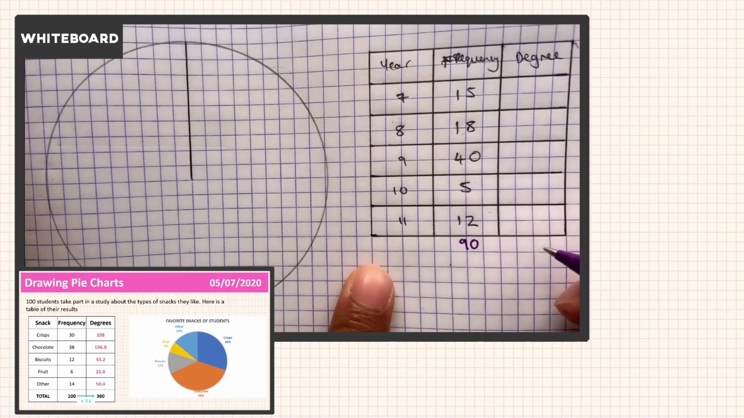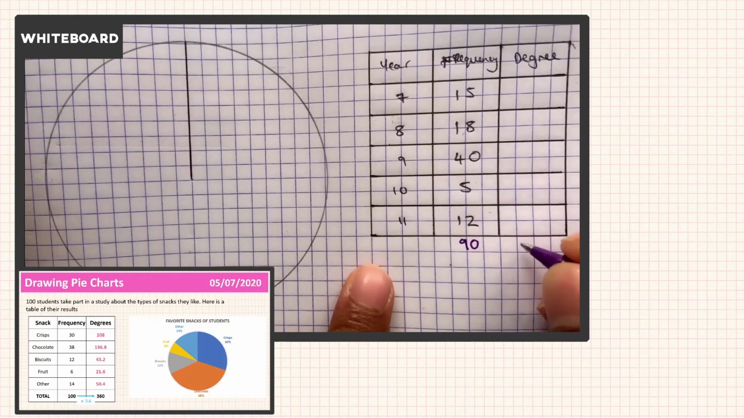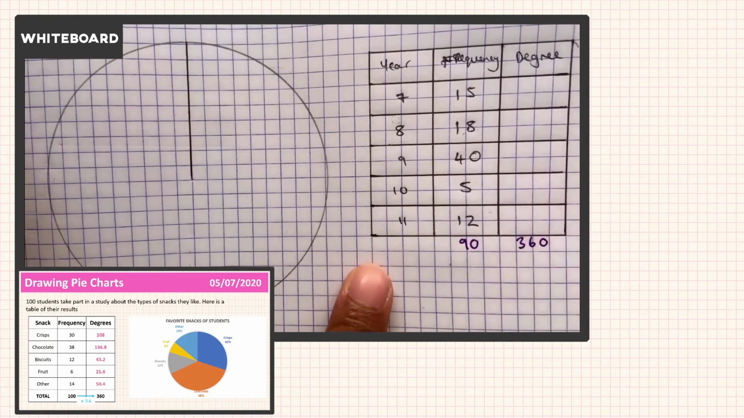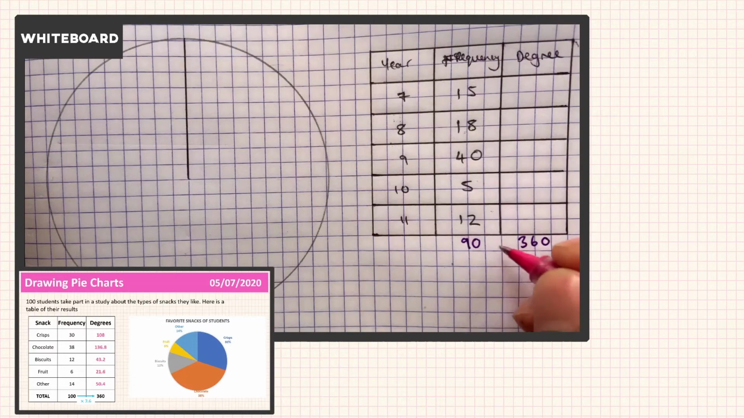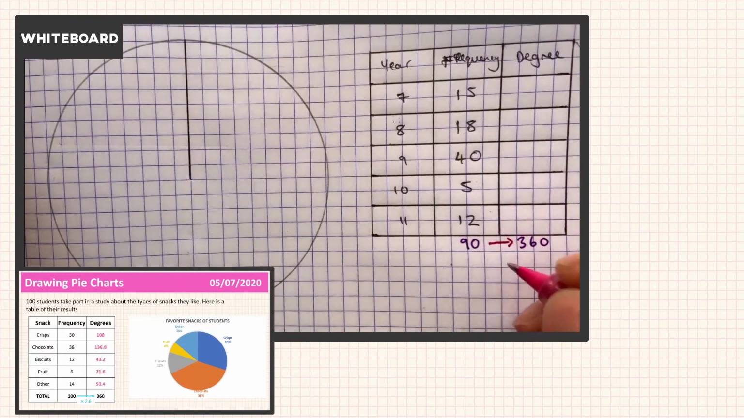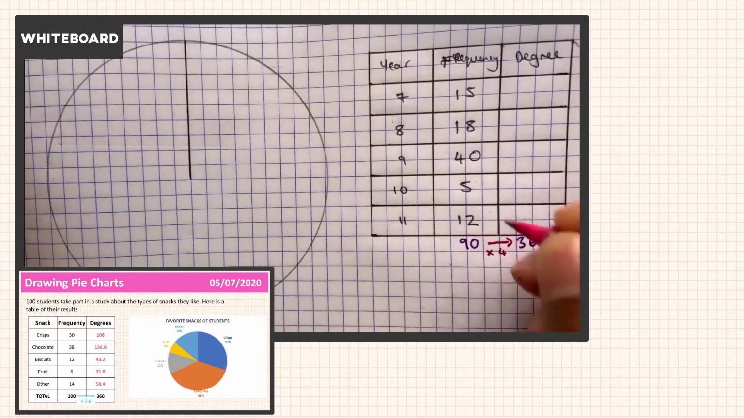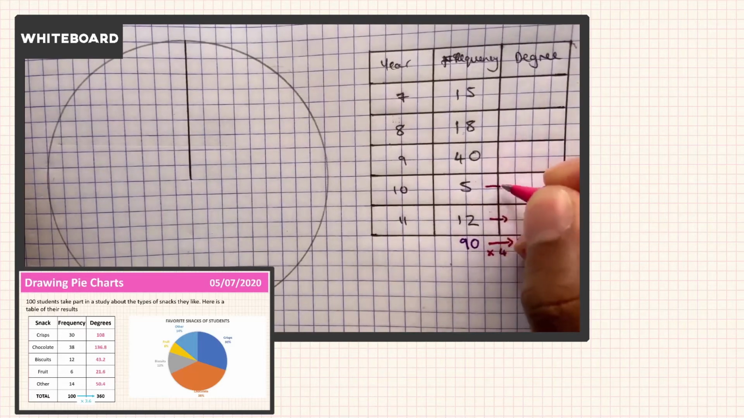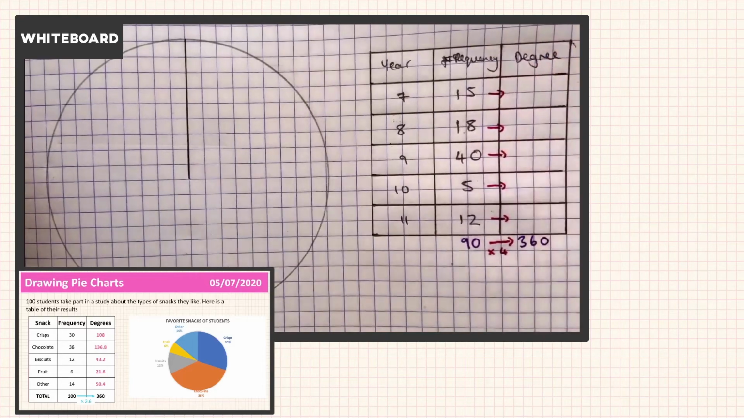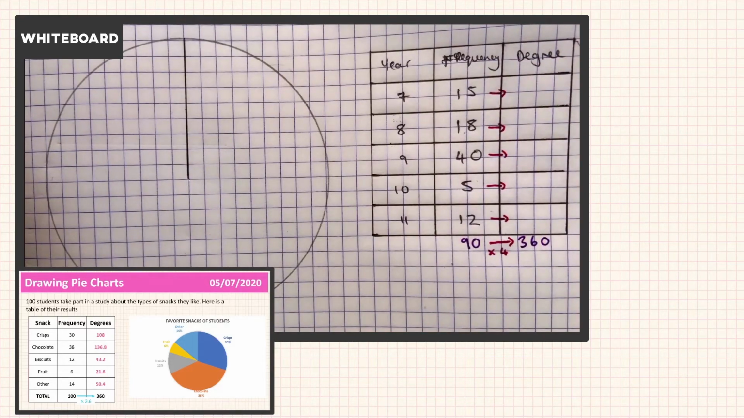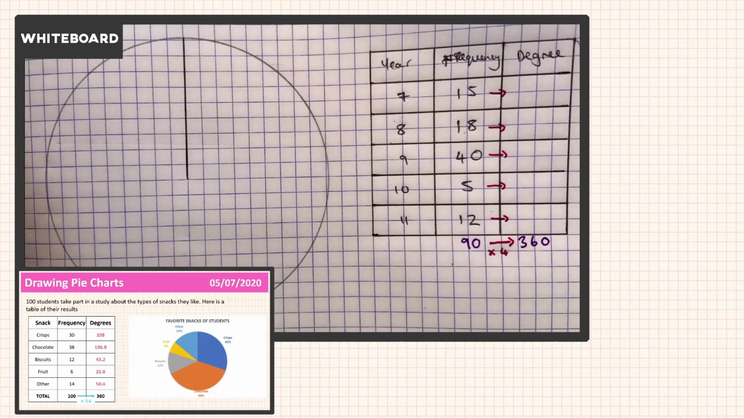Okay, so then what I'm going to do is, I know I need to get to 360 degrees. That's what I know I need to get to. So how do I get from 90 to 360? Well, to get from 90 to 360, so to get from here to here, I times by 4. And that's what I'm going to need to do to each one of these values to work out my degrees. So I just multiply each one of these values by 4, and that will get me to my degrees. So I'm going to do 15 times 4, which is 60.